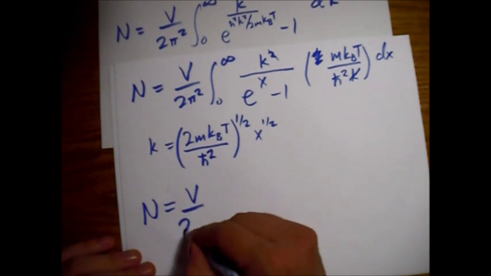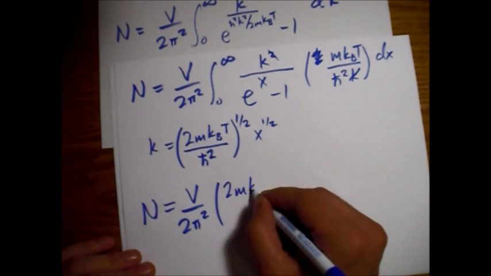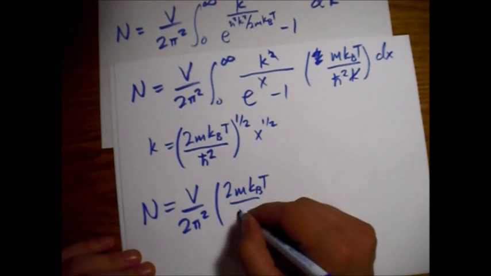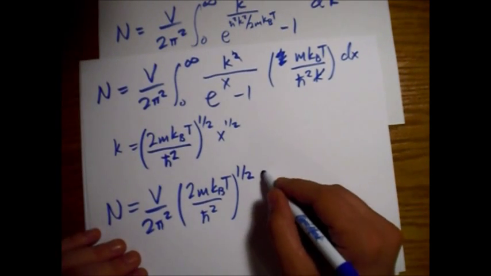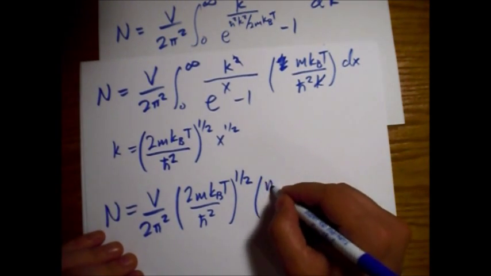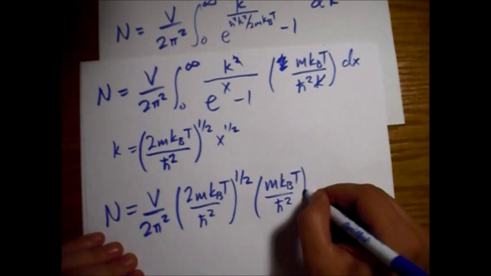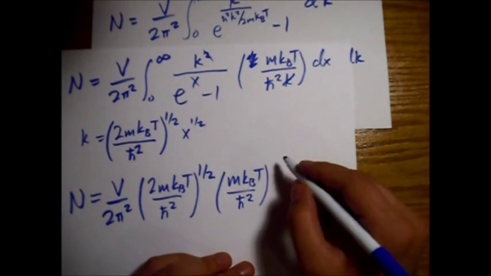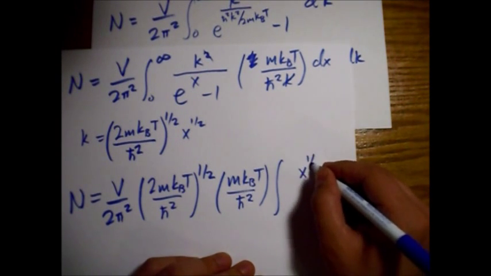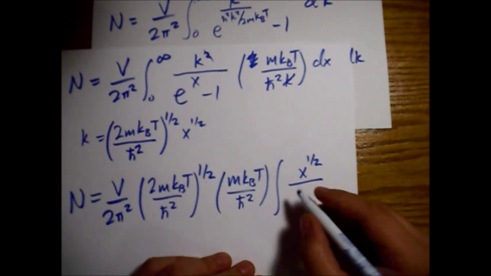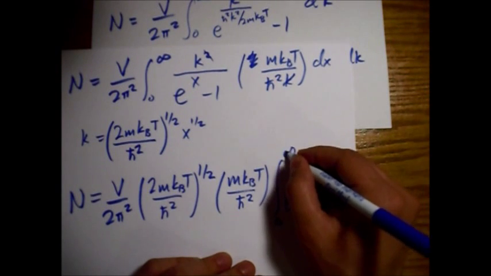So we have a V over 2 pi squared. We have a 2m kBT over h bar squared to the 1/2. Then we have this factor right here, m kBT over h bar squared. Then we have our integral, which turns out to be x to the 1/2 power over e to the x minus 1 dx, evaluated from 0 to infinity.